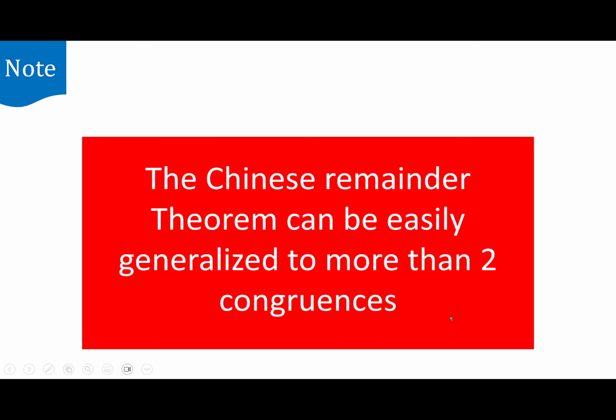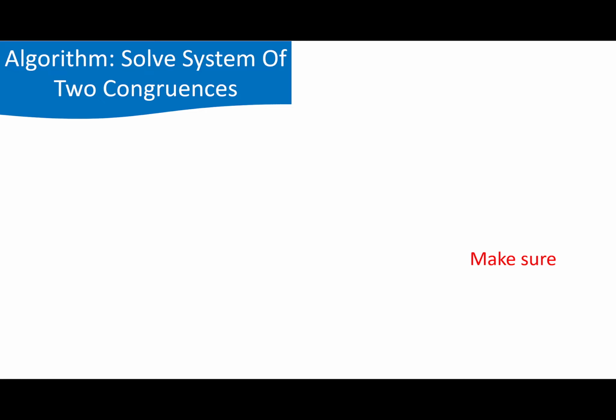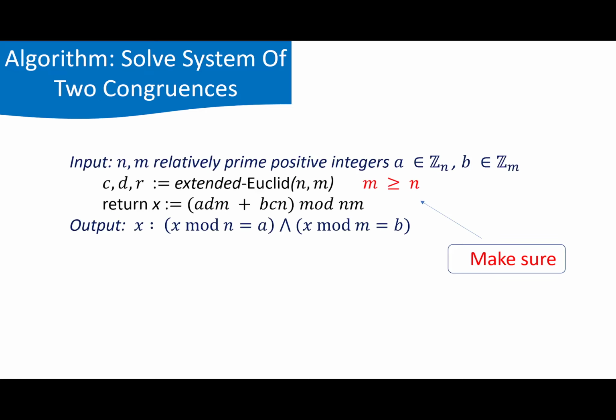Note: The Chinese remainder theorem can be easily generalized to more than two congruences. Algorithm, solve a system of two congruences. Okay. Here's how we do that. So input n, m relatively prime positive integers, A in Zn, B in Zm. Make sure that m is greater or equal than n. So you order them in a way where m is greater or equal than n.